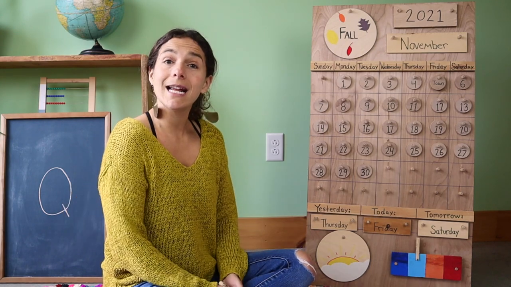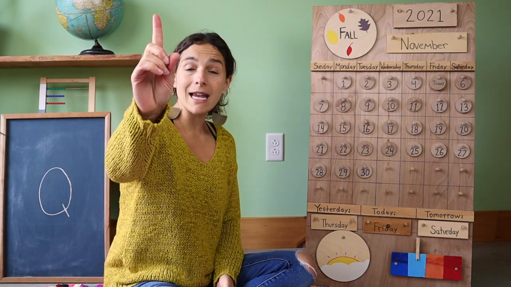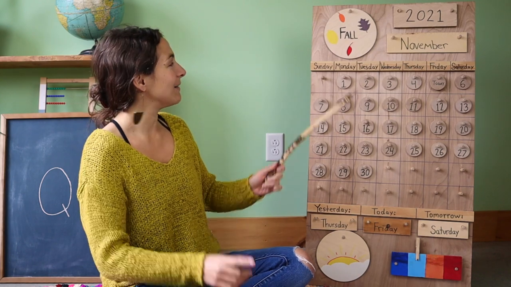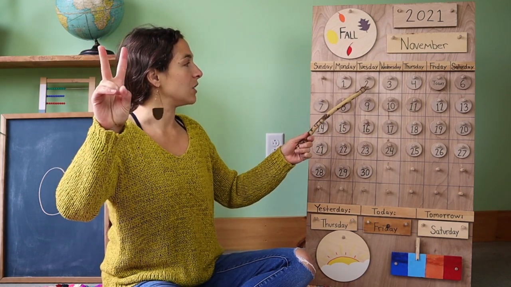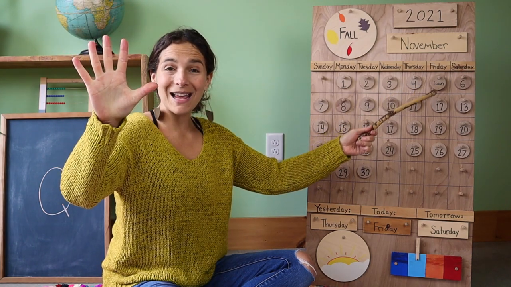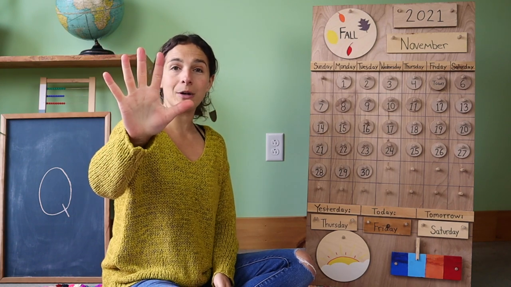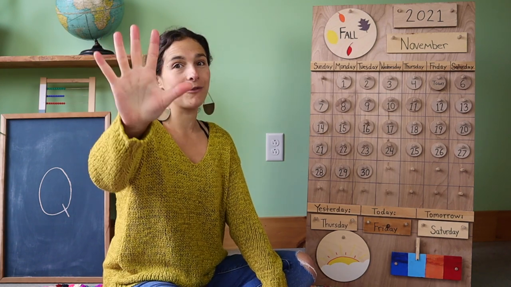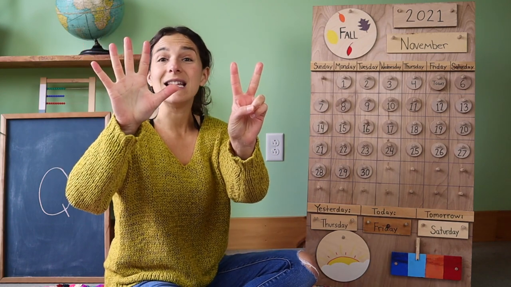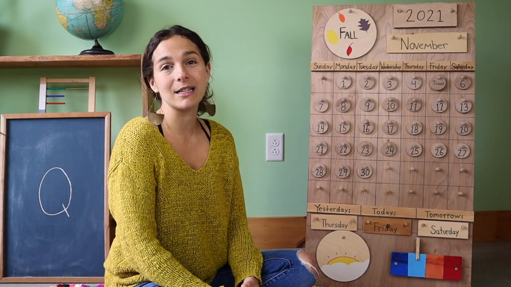I wonder how many days we've had so far in the month of November. Will you take out your counting fingers and count with me? Let's see. 1, 2, 3, 4, 5. We've had 5 days so far in the month of November. If you keep up your 5 fingers like this, but you add 2 more fingers, now we have 7 fingers, and we're ready to sing the Days of the Week song.